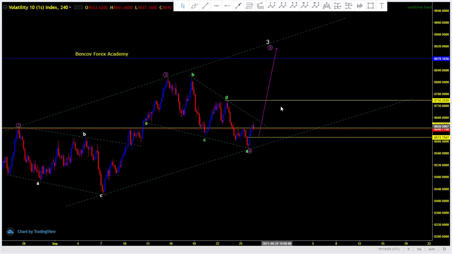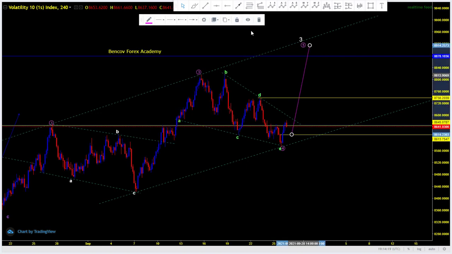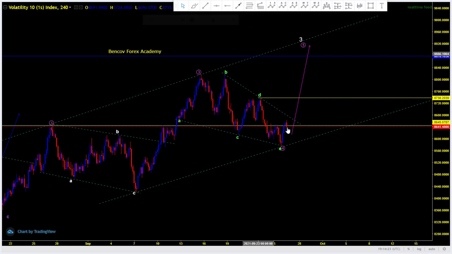Yes, it's better if the move is fast enough to then break this area, this high, then from this high correct back to retest the channel before it goes upside. So what we are expecting this week on V10S is to buy V10S. We will be buying V10S.